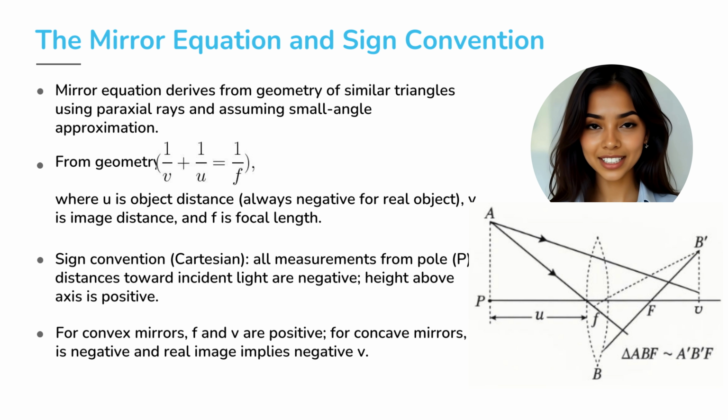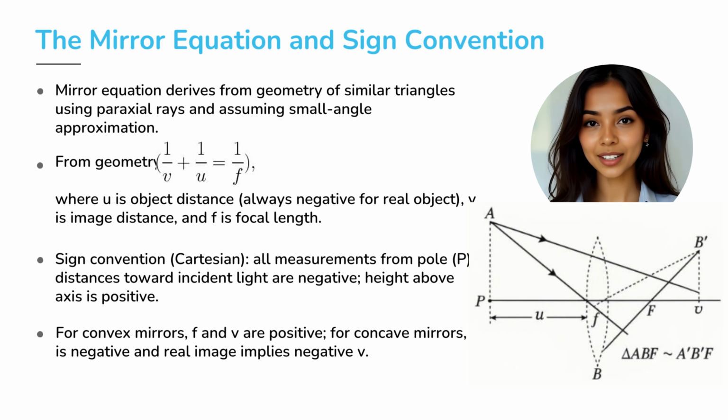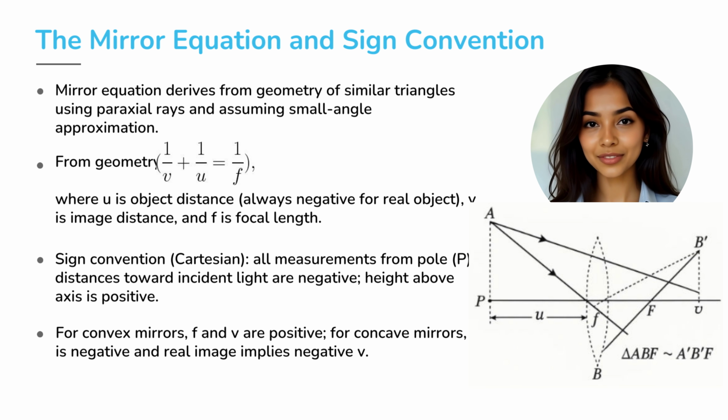Alright, time to put on our thinking caps and understand the math behind those reflections. The mirror equation isn't just a random formula, it's firmly rooted in geometry. Using similar triangles formed by the object, image, and reflected rays, and assuming rays are paraxial, that is, very close to the principal axis, we derive the relation 1 over image distance plus 1 over object distance equals 1 over focal length. Let me say it in words again. 1 divided by v plus 1 divided by u equals 1 divided by f, where u is the object distance, v the image distance, and f the focal length.